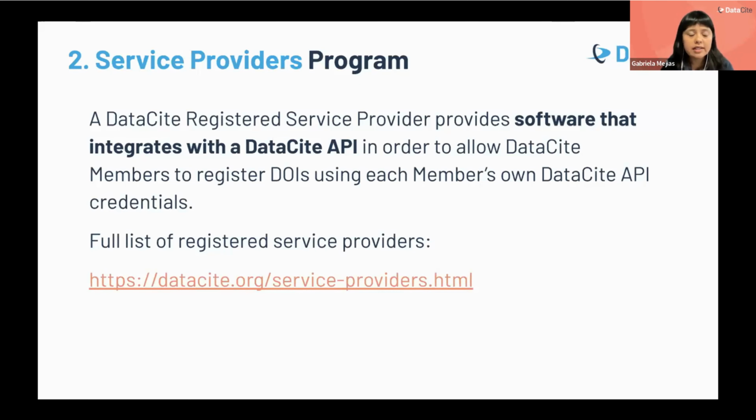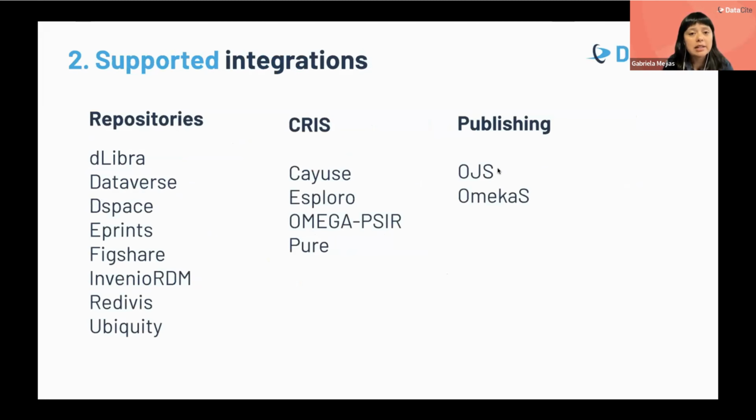So you as an institution don't have to develop anything. You just need to enter your member credentials into the system, and this will already activate the integration, and it will already register DOIs for your outputs. And here I have the list of supported integrations.